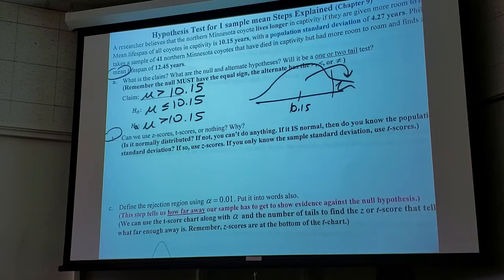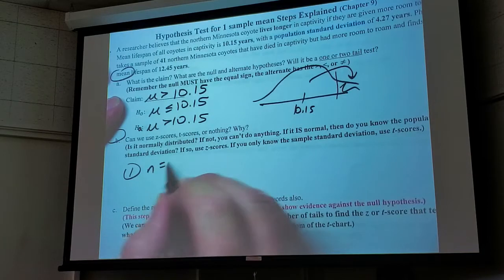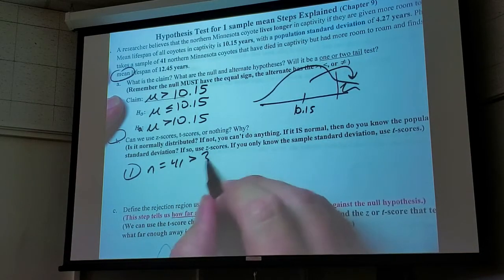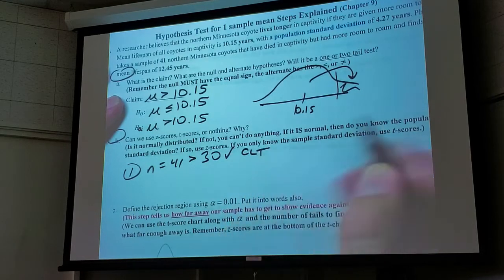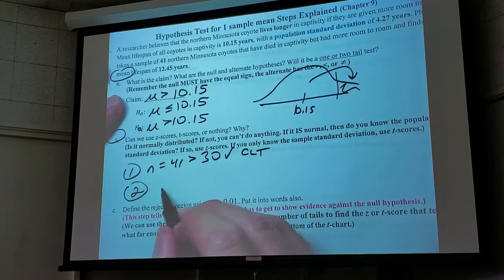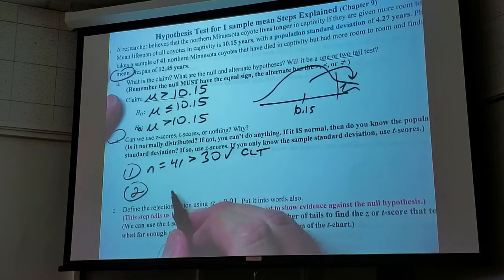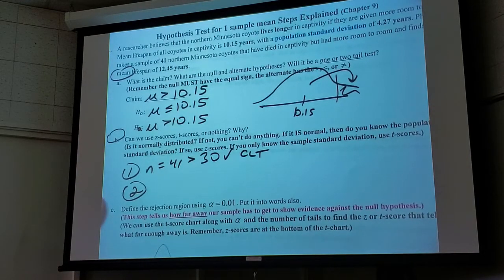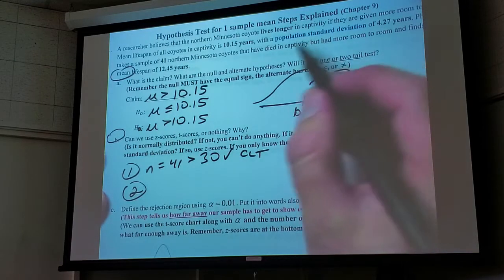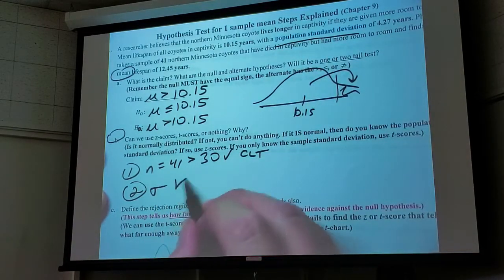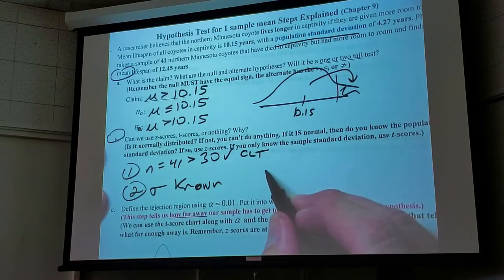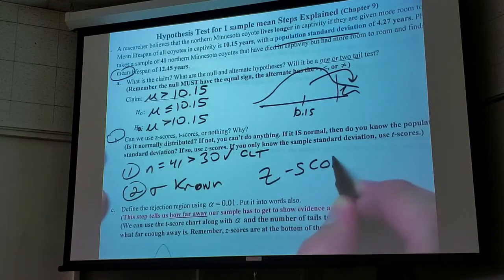Yeah, n is 41, which is bigger than 30. Central limit theorem says normal enough. Now I can look at sigma or s. Which one do we know? And I made it really like crazy sigma in your face. Yeah, so sigma known. So what are we allowed to use then? Z-score.